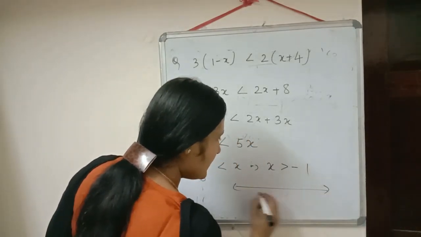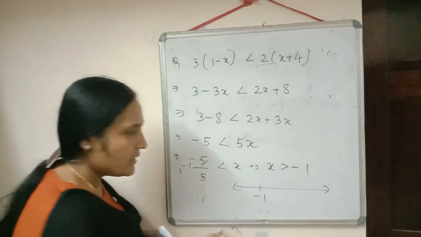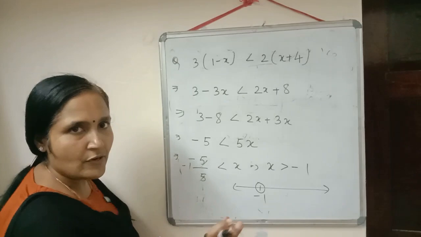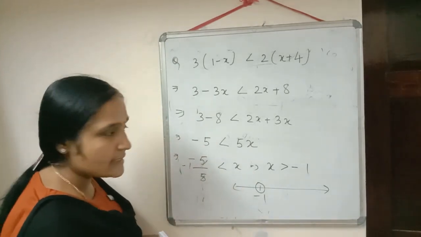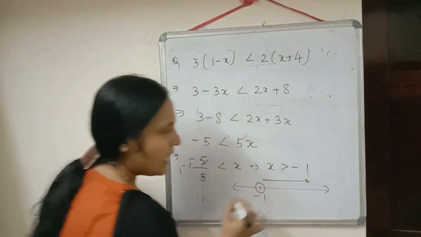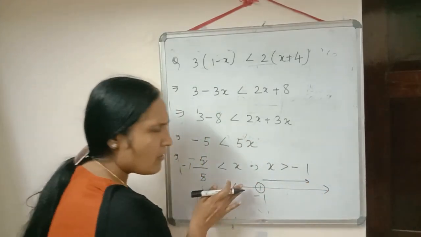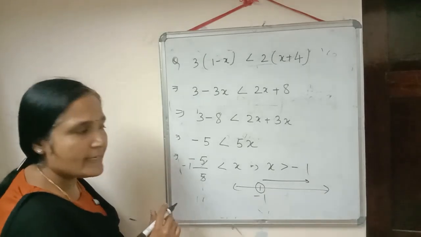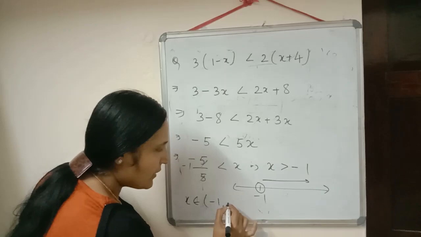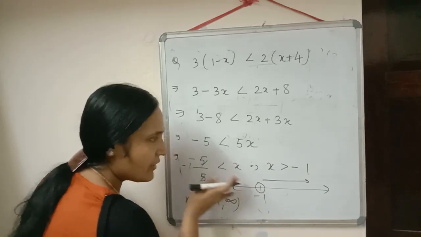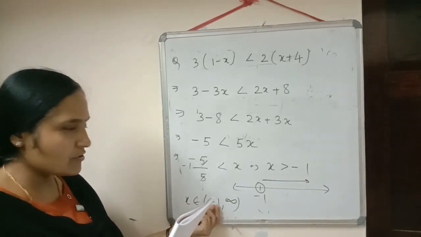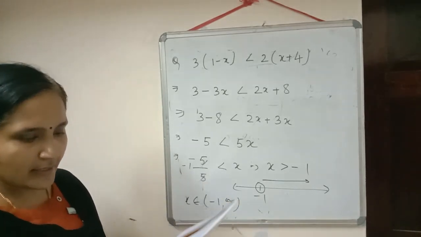So just to draw the number line, write minus 1 here. Draw the circle. Whether we have the equal to sign? No. Then we don't have to darken the circle. Where are we going? Greater than, so we are going to the right hand side. So x will take all the values which are greater than minus 1. So x belongs to minus 1 to infinity. We are going to the positive side of our number line. So x belongs to minus 1 to infinity.